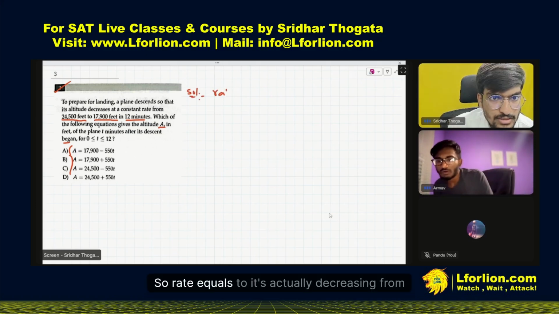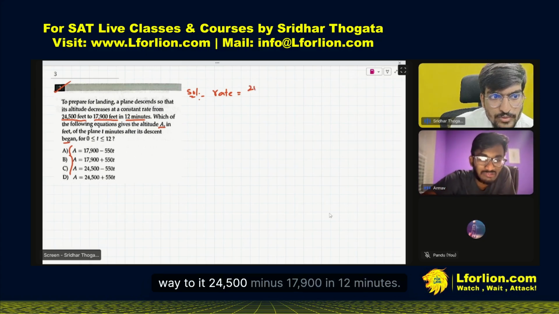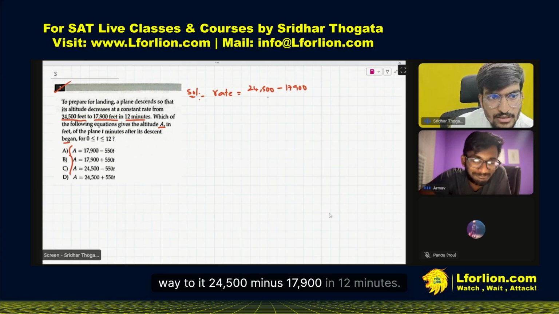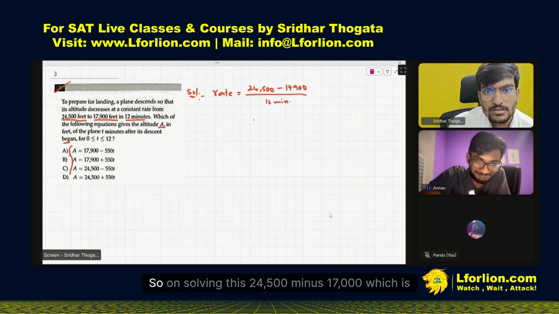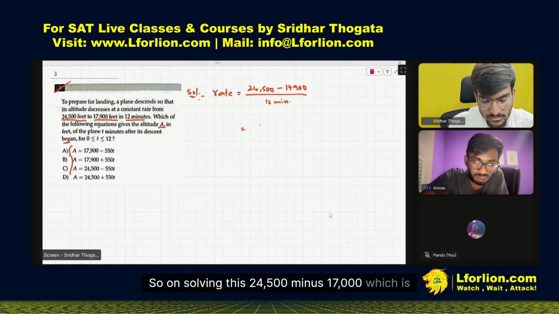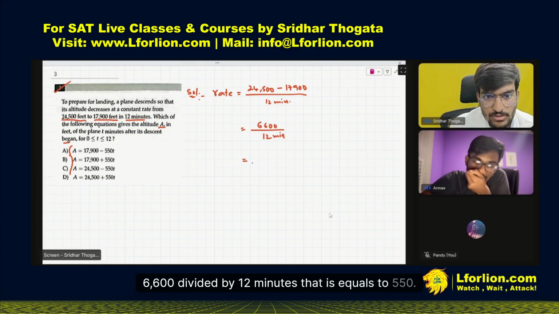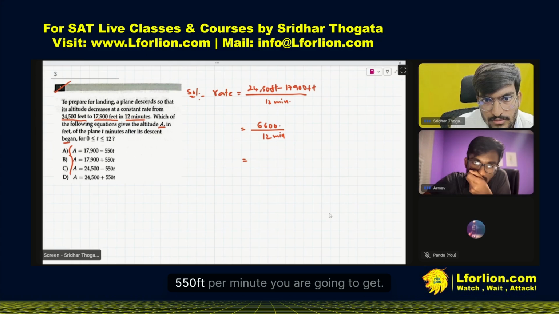So rate equals, it's actually decreasing from where to where? 24,500 minus 17,900 in 12 minutes. So on solving this, 24,500 minus 17,900 is 6,600, divided by 12 minutes, that equals 550. 550 feet per minute you are going to get.